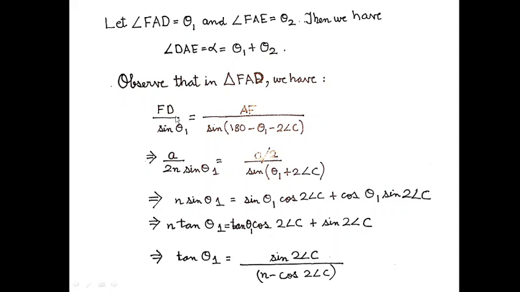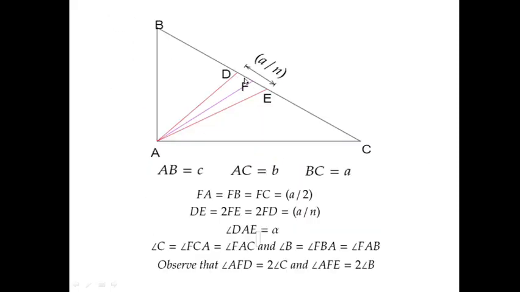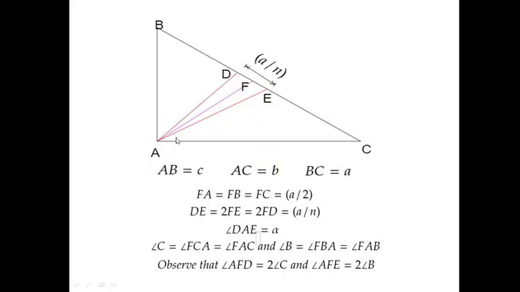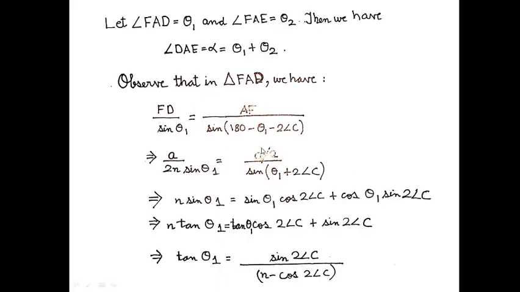Now what was FD? F is the midpoint of DE also, so FD will be a by 2n. So FD is a by 2n, sin theta 1 remains sin theta 1, AF is nothing but a by 2, the half of the hypotenuse, and sine of 180 minus theta 1 minus 2 angle C becomes sin of theta 1 plus 2 angle C. Now on simplifying this, cross multiplying, you will get n sin theta 1 equal to sin theta 1 cos 2 angle C plus cos theta 1 sin 2 angle C.